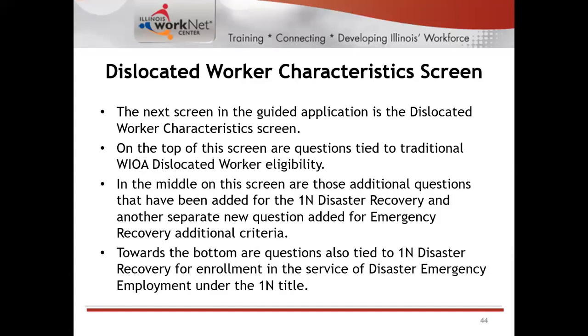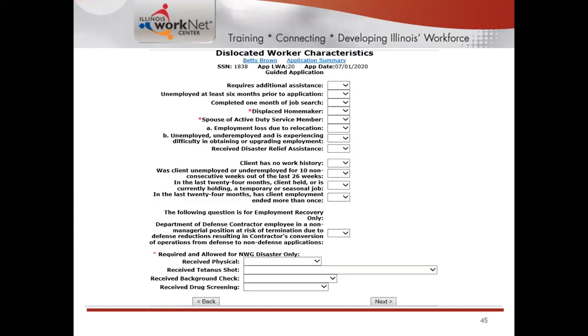So next we're going to cover is the dislocated worker characteristics screen. When you start to look at this screen, this is where you're going to see the changes that have been added for the disaster recovery as well as the employment recovery. But the top portion of the dislocated worker characteristics screen hasn't changed, or for eligibility hasn't changed. You have the top questions about required additional assistance, unemployed 6 months prior to application, completed 1 month of job search. Those three questions are tied to unlikely to return criteria. So they've been in IWDS forever. And again, they have eligibility tied to traditional unlikely to return criteria.